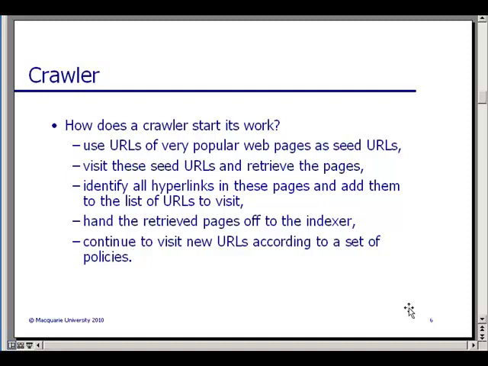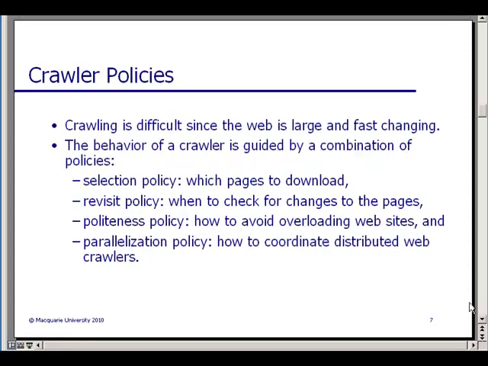And the indexer does its job, retrieves important words and builds up the inverted index. And the crawler continues visiting URLs according to a set of policies. These policies are important because we want to do the crawling in a guided way. There are selection policies that a crawler follows. The selection policy defines which pages should be downloaded and which pages should not be downloaded.